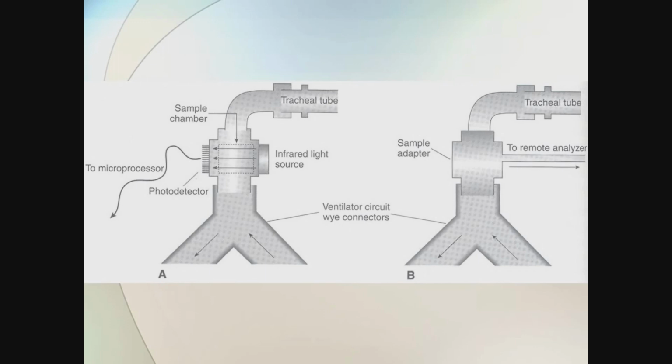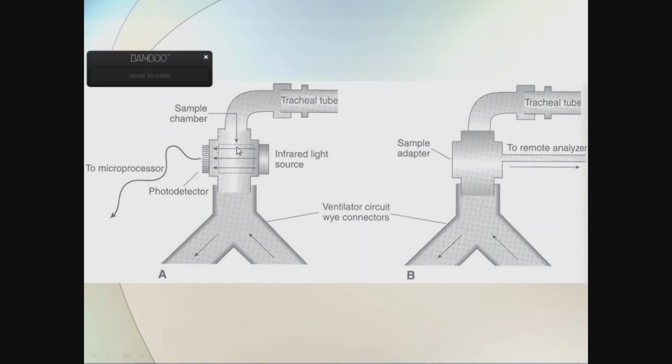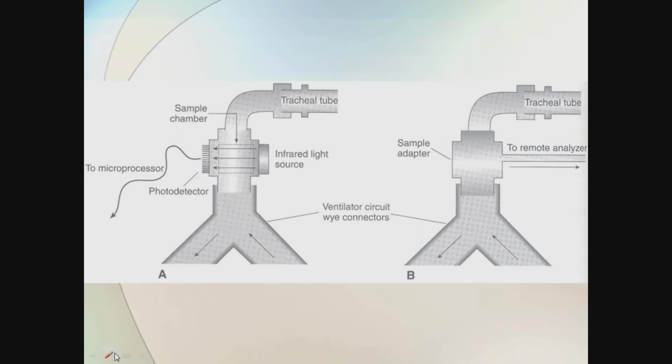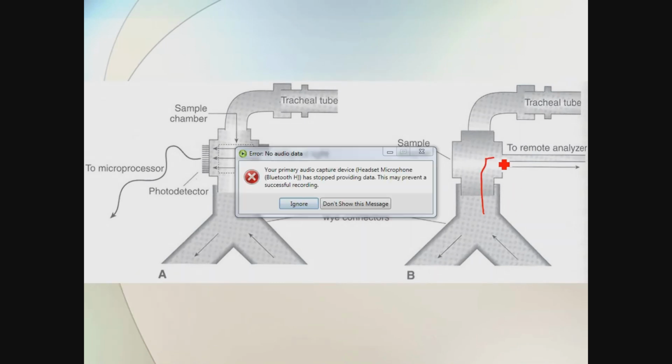So here is my infrared light, and it's shining across to a photo detector. And as the presence of CO2 is detected, you have the ability then to go ahead and quantify how much you have. Conversely, item B here is a side stream where it's taking the CO2, sampling it, and taking it back.